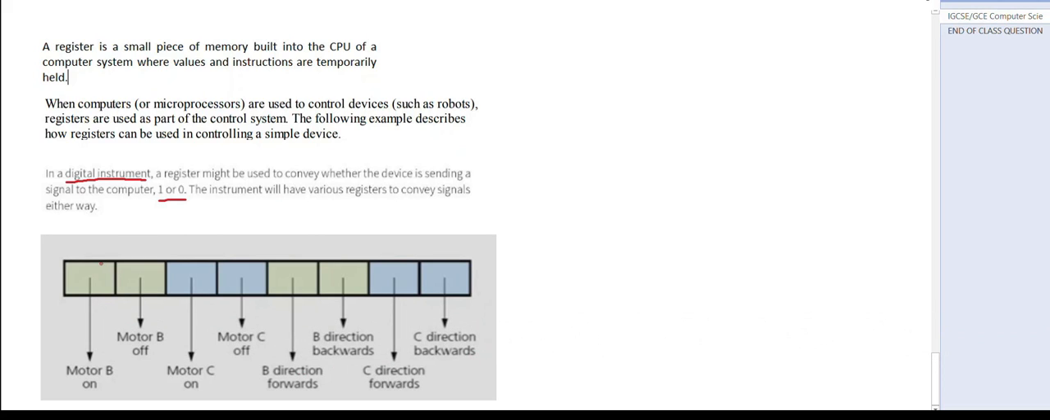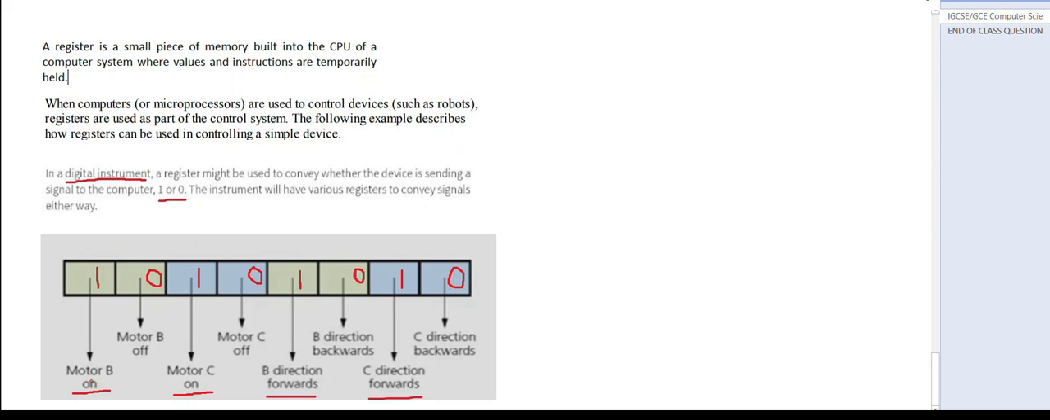For example, the register is filled with these bits 1 0 1 0 1 0 1 0. Now what does this mean? This means motor B is on, motor C is on, B direction is forward and C direction is also forward. We're just talking about the bits that are 1. The bits that are 1 are working and the bits that are 0 are not working.